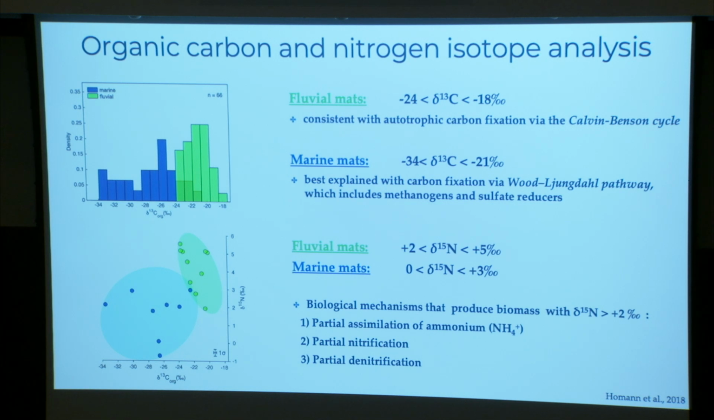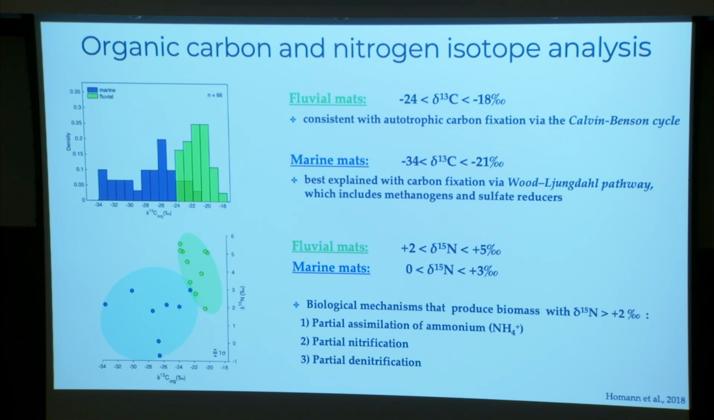Also, the nitrogen isotope analysis that we performed shows distinct differences between the fluvial and the marine mats. And this is another proof of the biogenic origin of these features, because these are clearly values that are consistent with a biogenic origin.